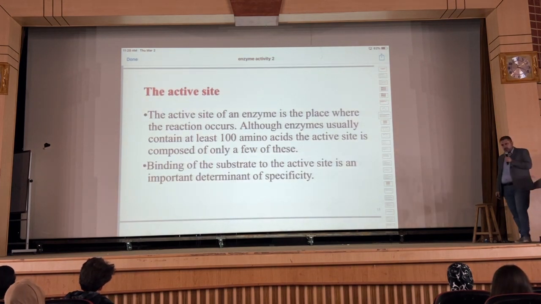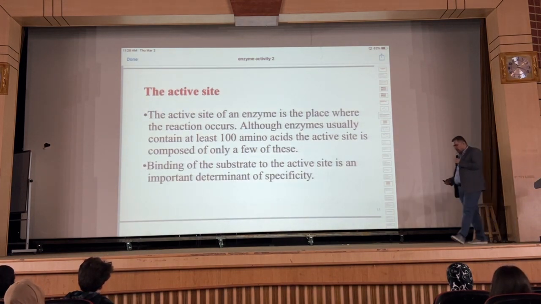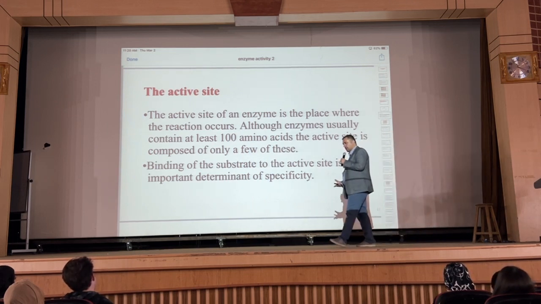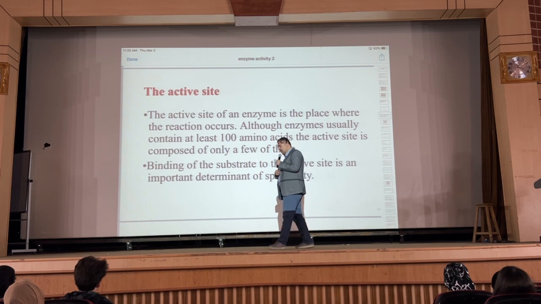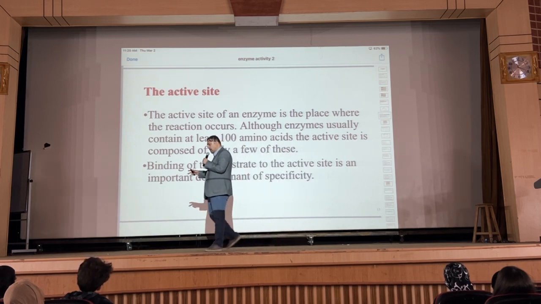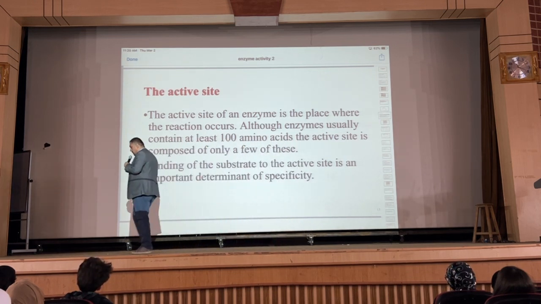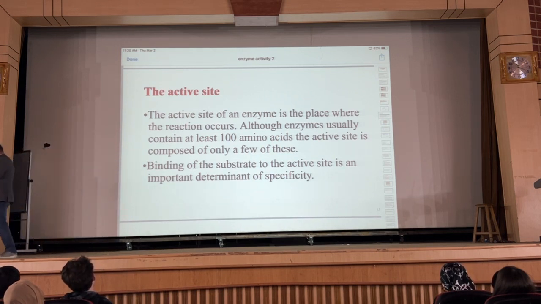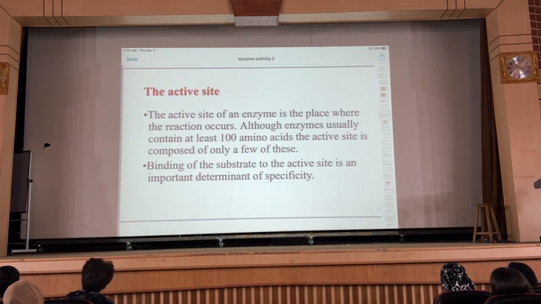What is the active site? Enzymes are proteins, so they contain a sequence of amino acids that are linked by peptide bonds. A few amino acids on a specialized area on the enzyme are called the active site. So the active site contains a few amino acids making a sequence on a larger molecule, which is the enzyme.